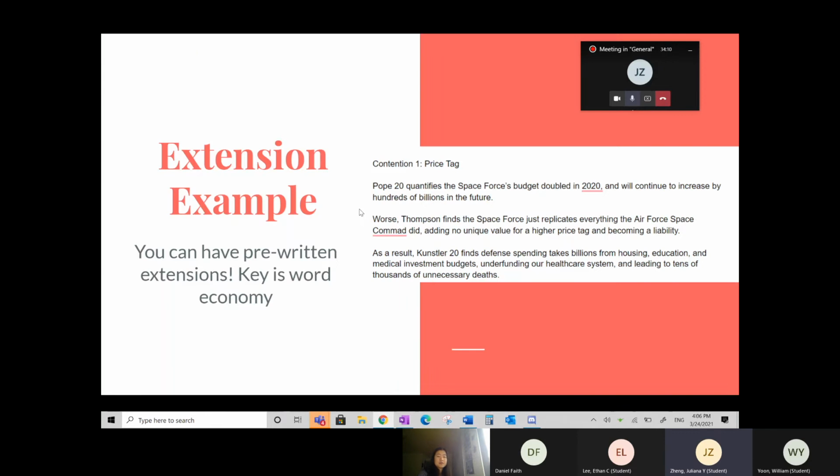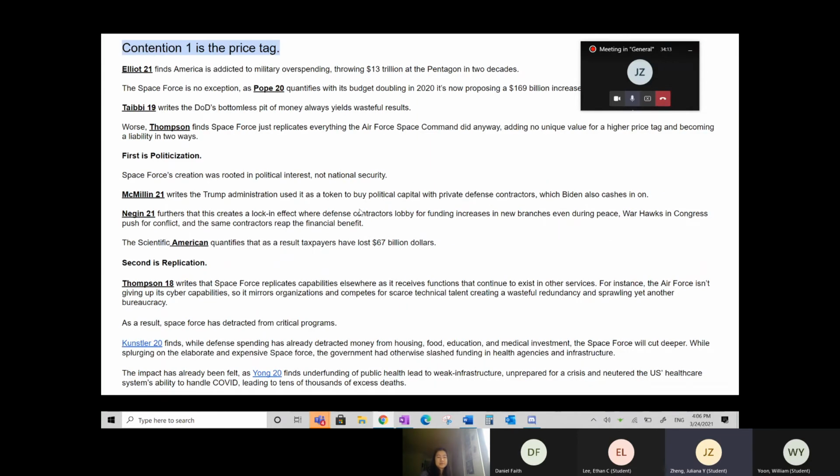Wait, I have one more question. For extending, how do you know which contentions to extend? Let's say you had a really important contention and your opponent sees that as well, and so they try to rebut it. If they have already rebutted it, do you still extend it or do you just let it go? Yeah, we'll also talk about that later, but the short answer would be it depends how important it is, and you still have to frontline.